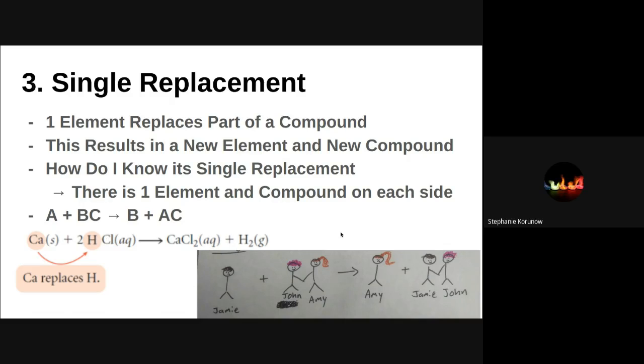So we have a pure element, a single element coming in, kicking out an element in the compound and taking its place. The best way for us to know that something is a single replacement reaction is we see that switch and we see that there's an element and a compound on both sides, because there's going to be a single element at the beginning and a single element at the end. If we look at our little code, we have A plus BC produces B plus AC. So A and B swapped places. So now B is by itself.